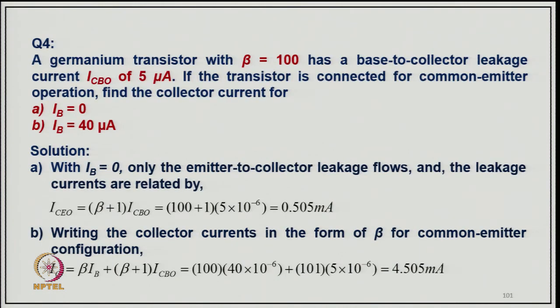Now, coming to example 4: a germanium transistor with a beta equal to 100 has a base to collector leakage current ICBO of 5 microampere. If the transistor is connected in common emitter configuration, find the collector current for IB equal to 0 and IB equal to 40 microampere. Coming to part A, with IB 0, only the emitter collector leakage current flows, and the leakage currents are related as ICEO equal to (beta plus 1) ICBO. Putting in the values it comes to 0.505 milliampere. Writing the collector current in terms of beta, IC equal to beta IB plus (beta plus 1) ICBO, putting in the values it comes to 4.505 milliampere.